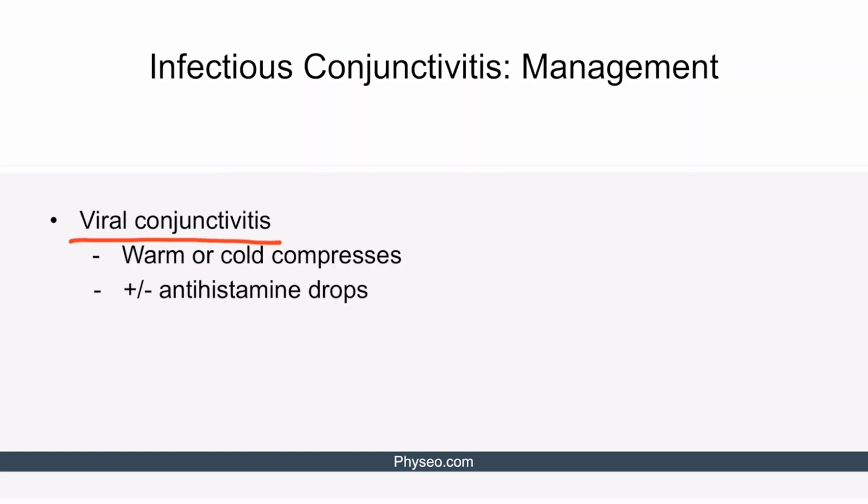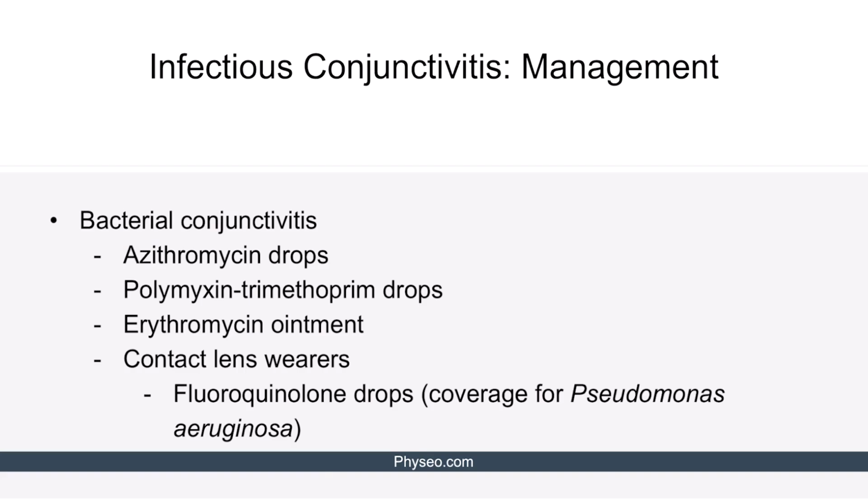Viral conjunctivitis is treated supportively with warm or cold compresses. Antihistamine eye drops may be added in severe cases. There are multiple treatment options for bacterial conjunctivitis. Azithromycin and polymyxin trimethoprim eye drops are commonly used. Erythromycin eye ointment may also be used for bacterial conjunctivitis. Finally, the preferred agent in contact lens wearers with conjunctivitis is fluoroquinolone drops. This is because fluoroquinolones cover Pseudomonas aeruginosa as well.